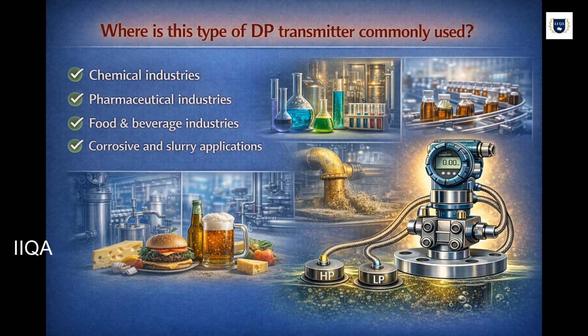Where is this type of DP transmitter commonly used? Chemical industries, pharmaceutical industries, food and beverage industries, corrosive and slurry applications.